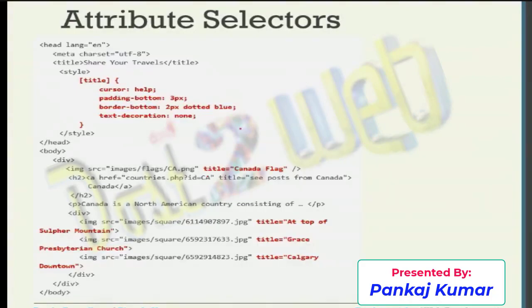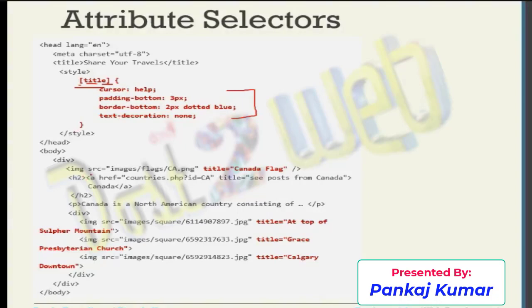See the example here. I'm using the attribute selector. Whenever you define an attribute selector, you define it inside the square brackets. That is the syntax. I am defining title, so this means it is the attribute selector, and whatever CSS rule you want, you can define. I am defining the cursor as help, padding, bottom 3 pixel, border bottom 2 pixel with a dotted line in blue color, and text decoration none.